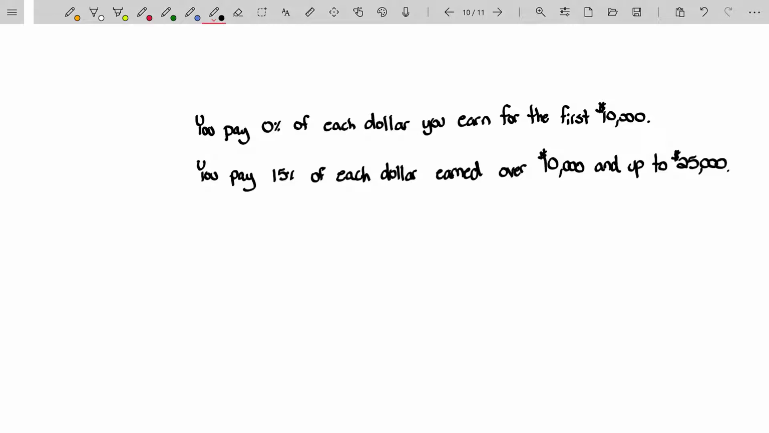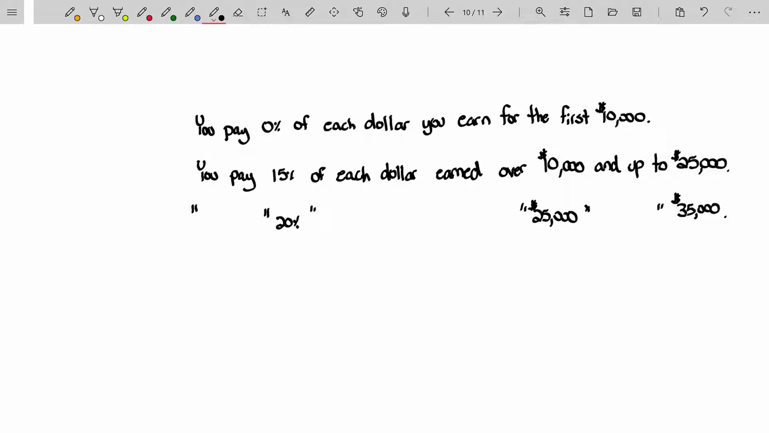You then pay 15% of each dollar that you earn over $10,000, and that's all the way up to $25,000. So for example, if you made $10,001, you'd pay 0% taxes on the first $10,000 and then 15% of the extra additional dollar you earned beyond $10,000. So you'd pay 15 cents in tax. Now again, let me just repeat, this is not exactly our tax system, but actually somewhat close.